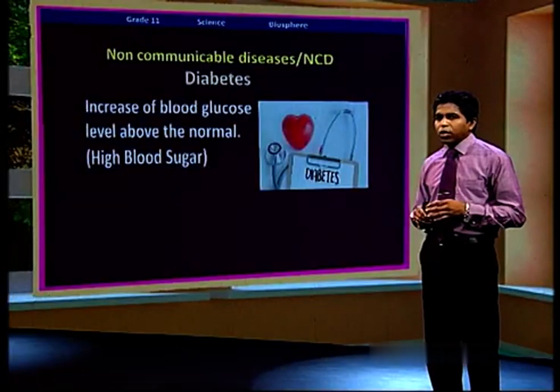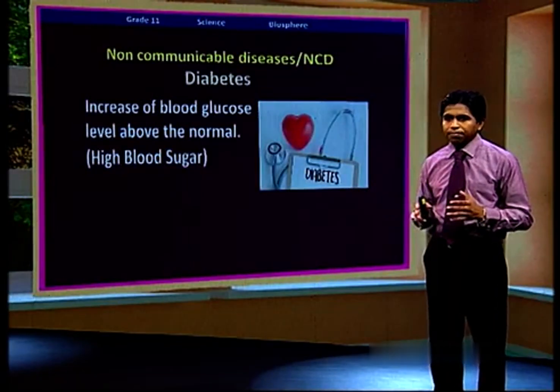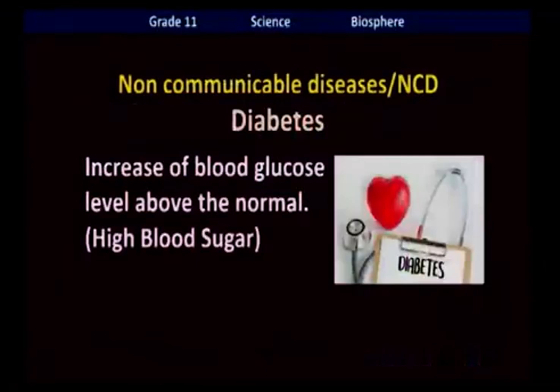Next one, the next non-communicable or non-infectious disease, diabetics. This is one of the most common diseases in the world now. A large amount of diabetic pills are taken by these patients. So what is diabetics? An increase of the blood glucose level above the normal value. The average blood glucose level of a healthy person is 90 to 110 milligram. If the blood glucose level increases above 120 milligram, it can cause high blood glucose level. That is called diabetics. Decreasing of blood glucose level can also be considered diabetics, but most people suffer from high blood glucose level or high blood sugar.